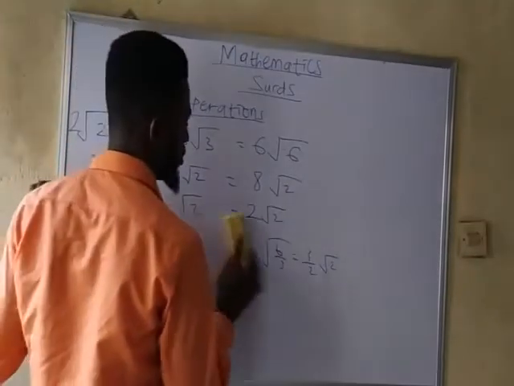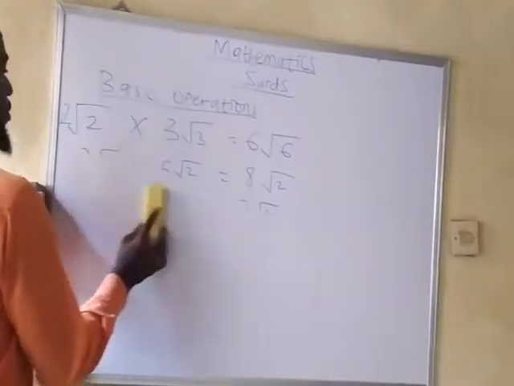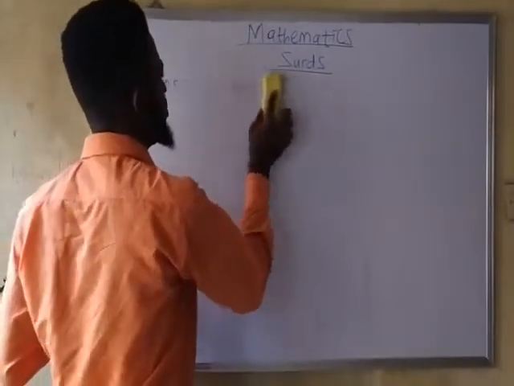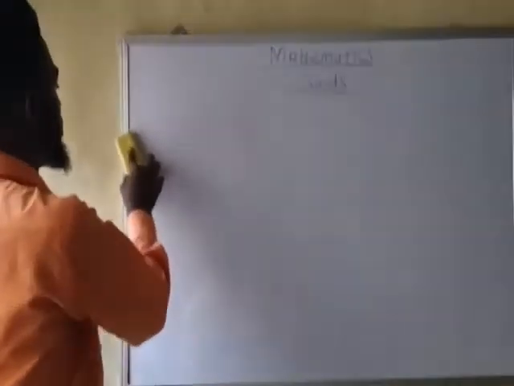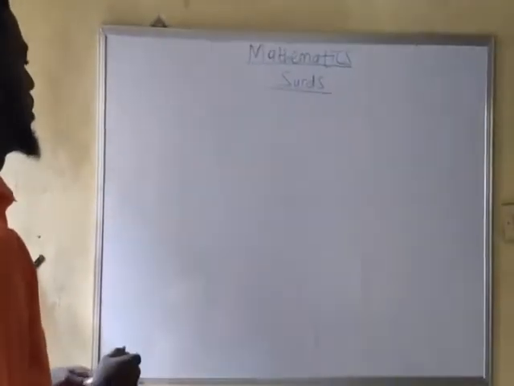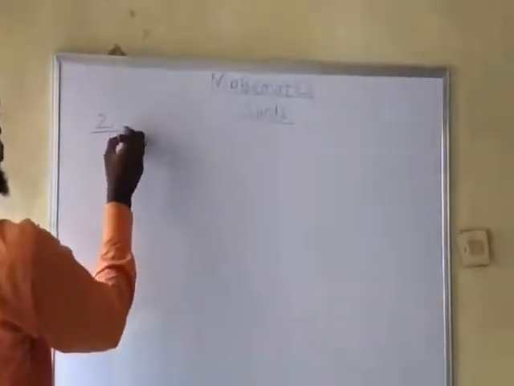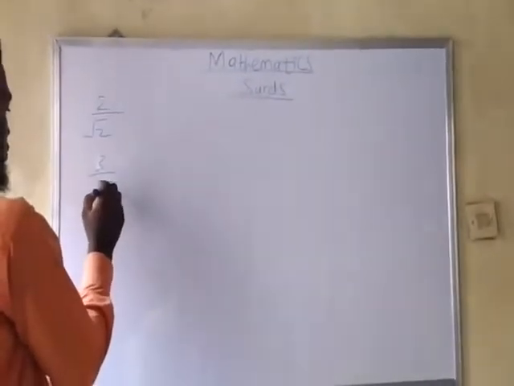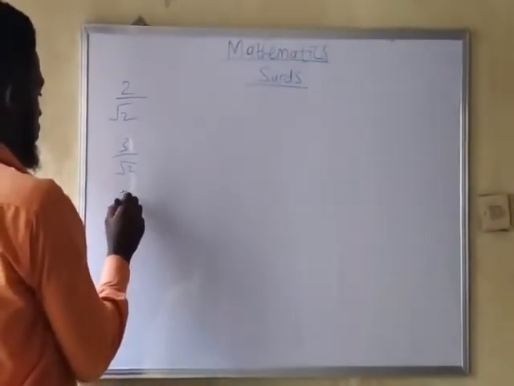Now quickly, I'm going to try and discuss something. Generally, when we deal with surds, we are not usually comfortable when you find something like 2 over root 2, or 3 over root 2, or 4 over root 3.